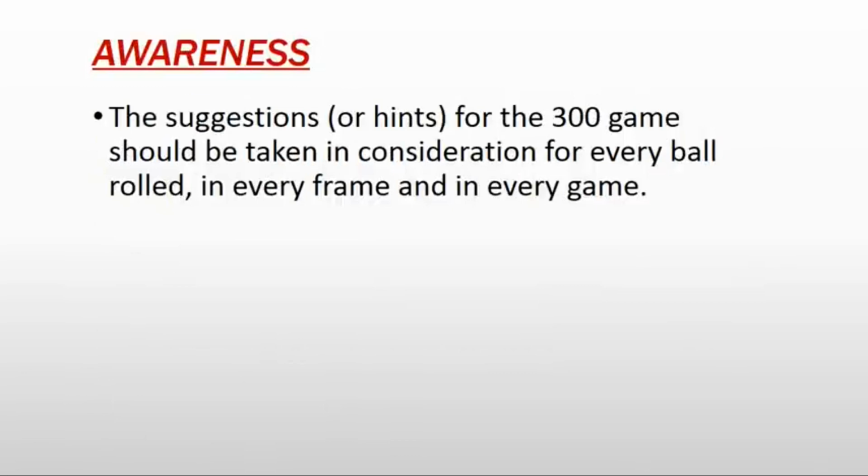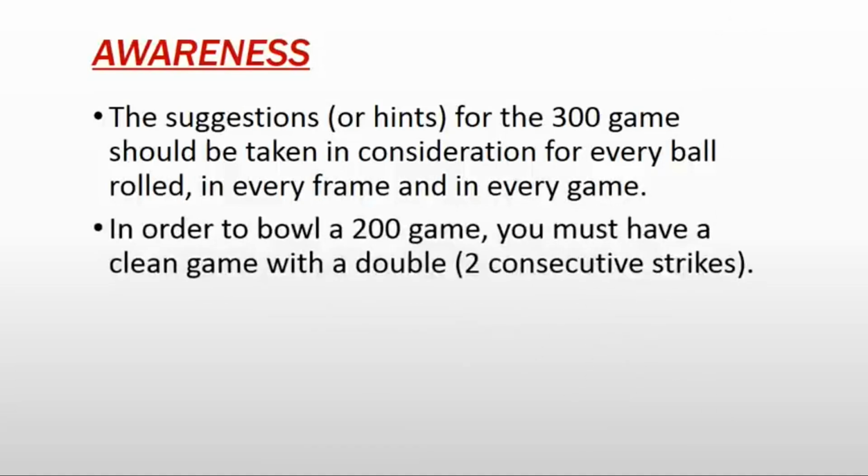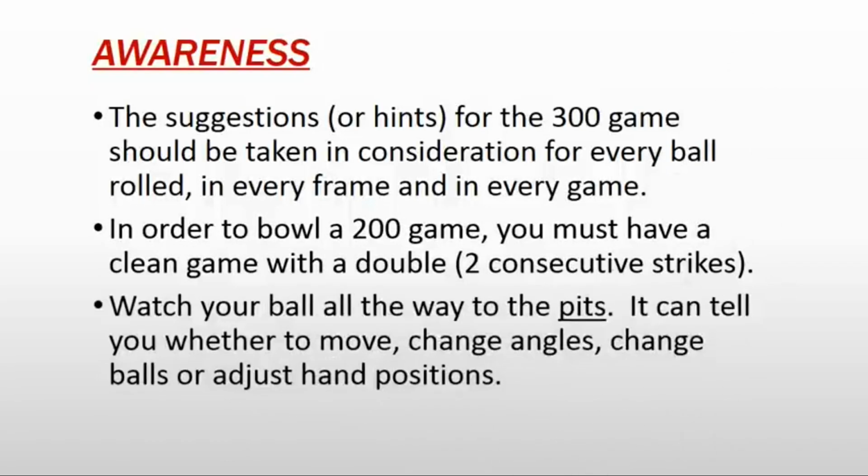The suggestions or hints for that 300 game should be taken into consideration for every ball rolled, in every frame, and in every game. In order to bowl a 200 game, you must have a clean game with a double. That's 2 consecutive strikes. Watch your ball all the way to the pits. It can tell you whether to move, change angles, change balls, or adjust hand positions.